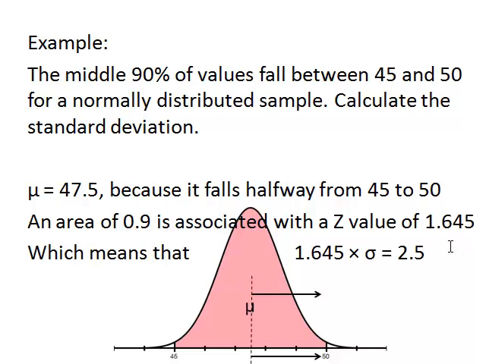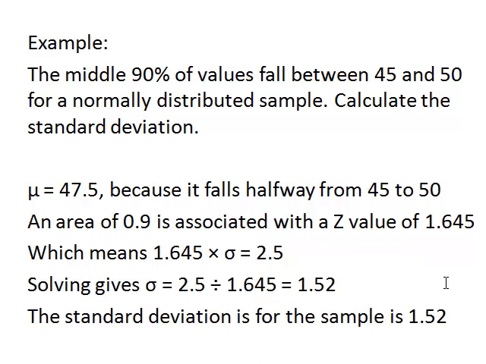So what that means is from the mean to the mark, if we want it to be 90%, it has to be plus or minus 1.645 standard deviations, and we know from the context of our question that that is 2.5. Solving that, we take that, rearrange it, and we get our sigma. Sigma is 1.52. So the standard deviation for this sample is 1.52.